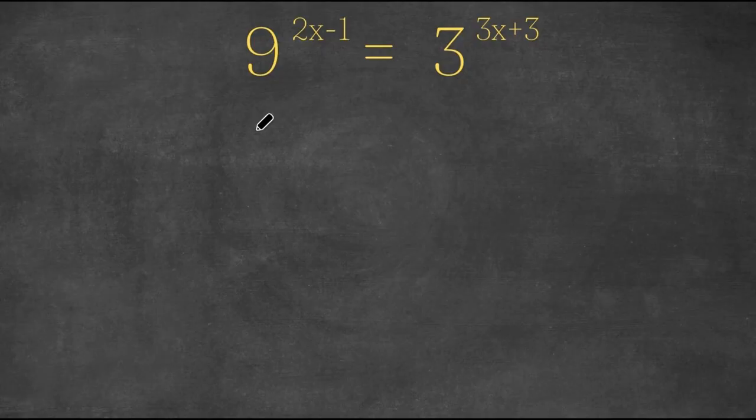In today's video, I'm going to be teaching you guys how to solve this exponential equation. So we have 9 to the power of 2x minus 1 equals 3 to the power of 3x plus 3.